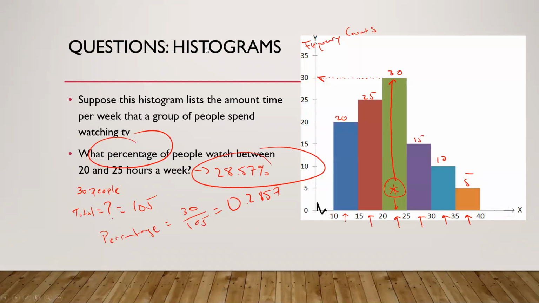All right. Let me just do a quick descriptive statistics review. Where did I get the 28? If you plug 30 divided by 105 into your calculator, you get 0.2857. And I just changed it to a percentage.